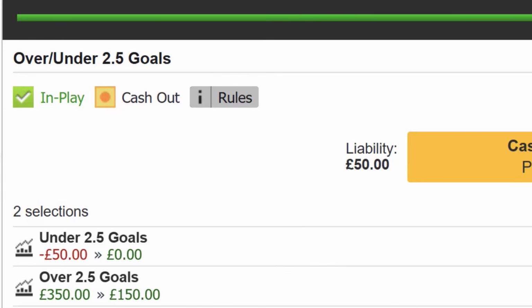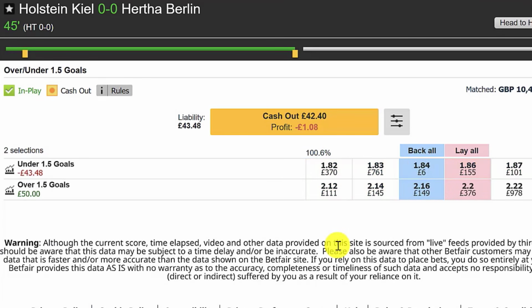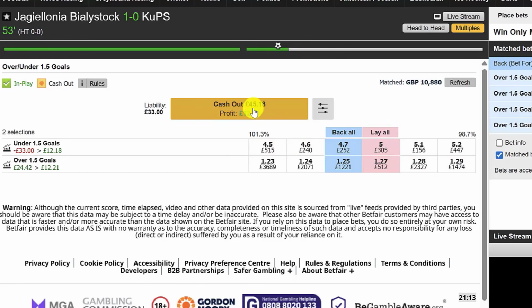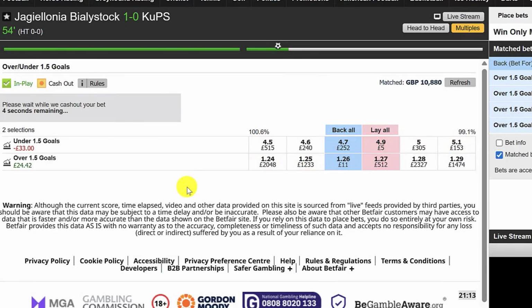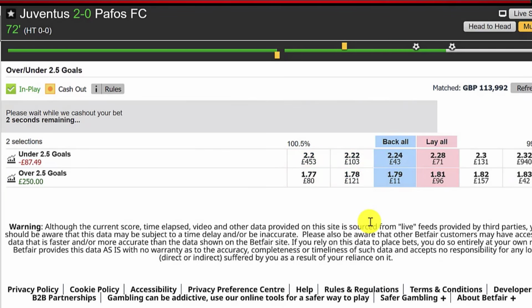We're going to be looking at how XG interacts with the match odds market. We're going to look at the over and under 1.5 goals market, the over and under 2.5 goals market. We're going to be looking at advanced dual market trading strategies where XG is used to trade multiple markets simultaneously.